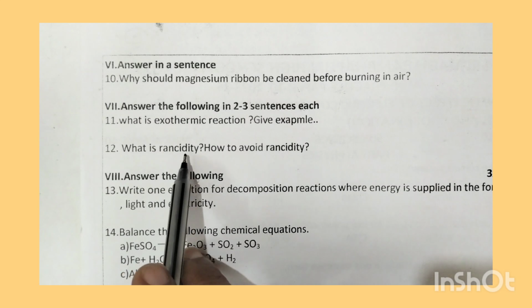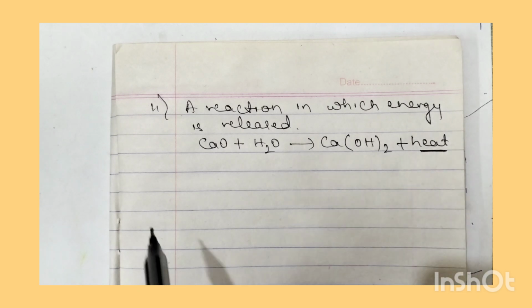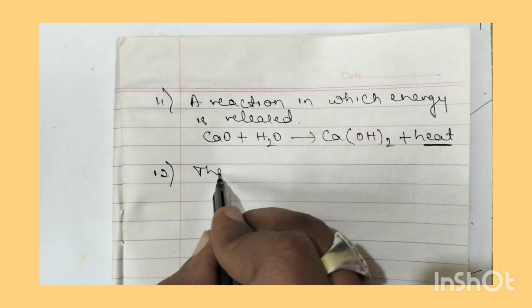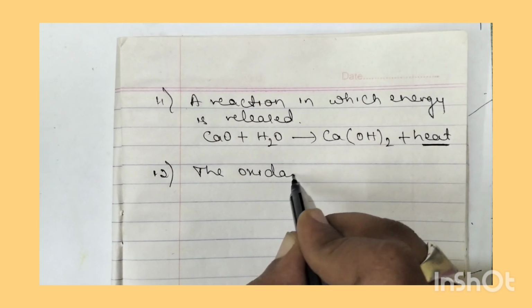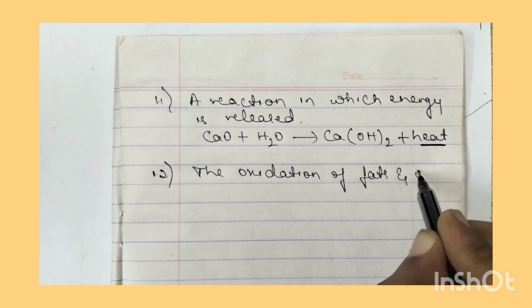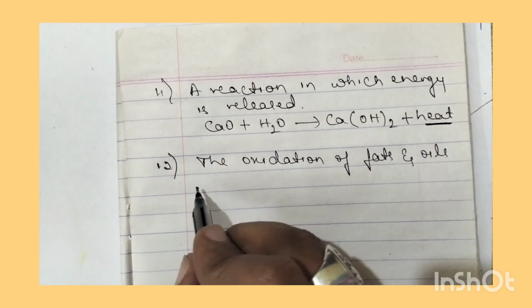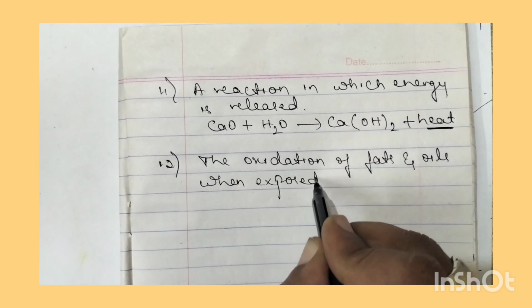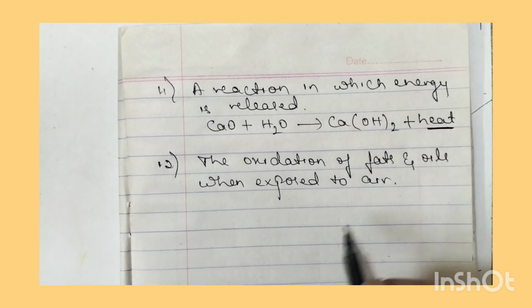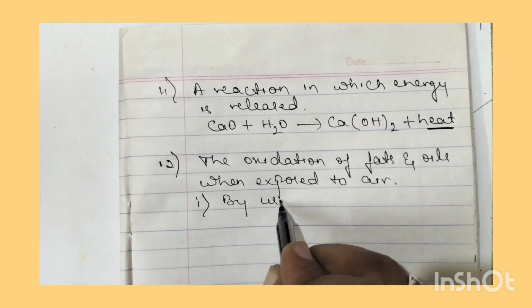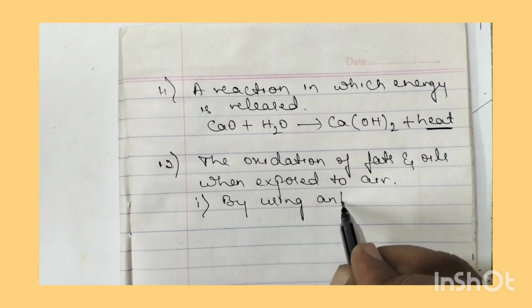Next, what is rancidity? How to avoid rancidity? Now let us move to question number 12. What is rancidity? The oxidation of fats and oils when exposed to air. So how to avoid rancidity? By using antioxidants.